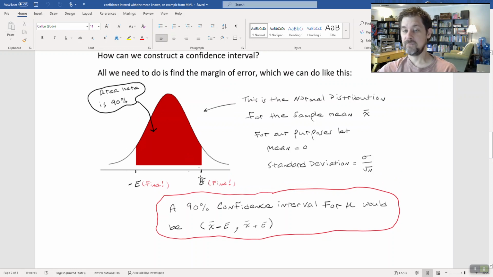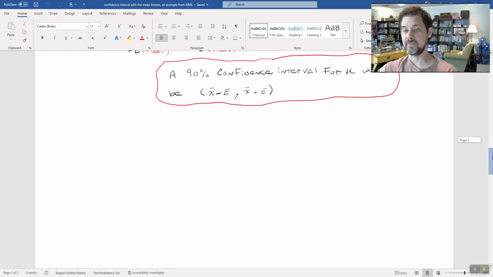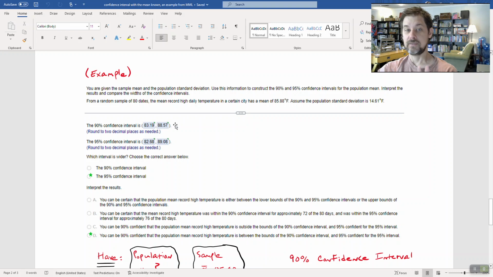Now, when you find E, if, for example, you want to find a 90% confidence interval, then you set this up where E and its opposite, E being the margin of error, contain 90% of the area, all right? So we'll go through and do that, but I just want to go through and tell you all the elements of solving this kind of problem, okay? All right, so now let's solve this particular problem.